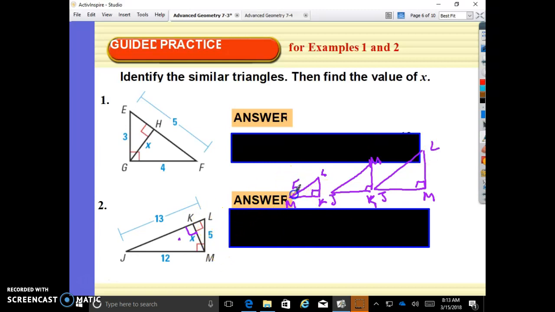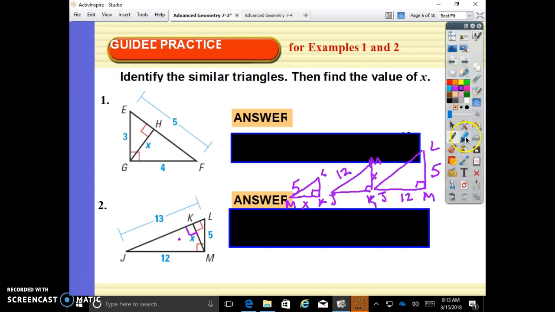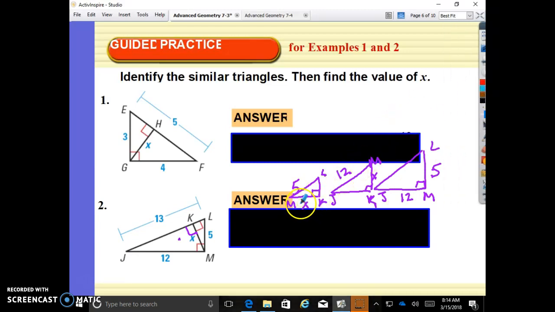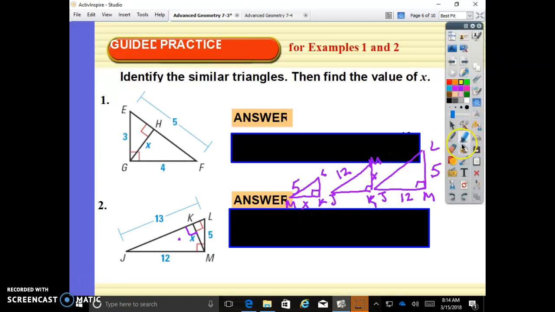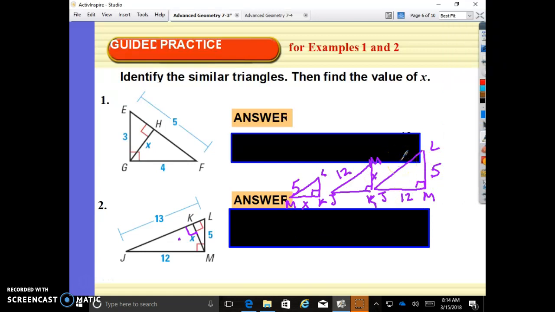LM is 5. KM is X. And JM is 12. So looking at this information, if we're trying to solve for x, we could use... We'd have to solve one of the triangles to be able to know. 5, 12, and what? Isn't that a Pythagorean triple?